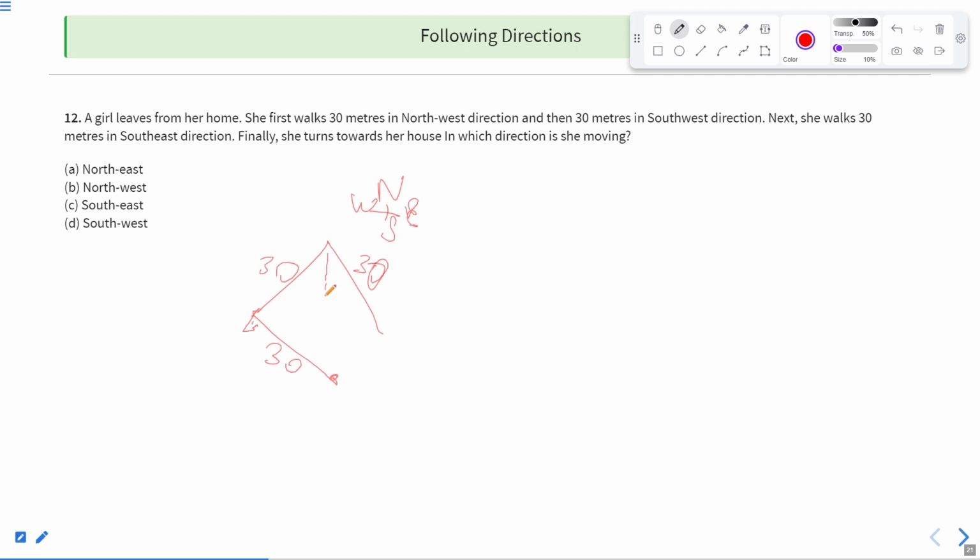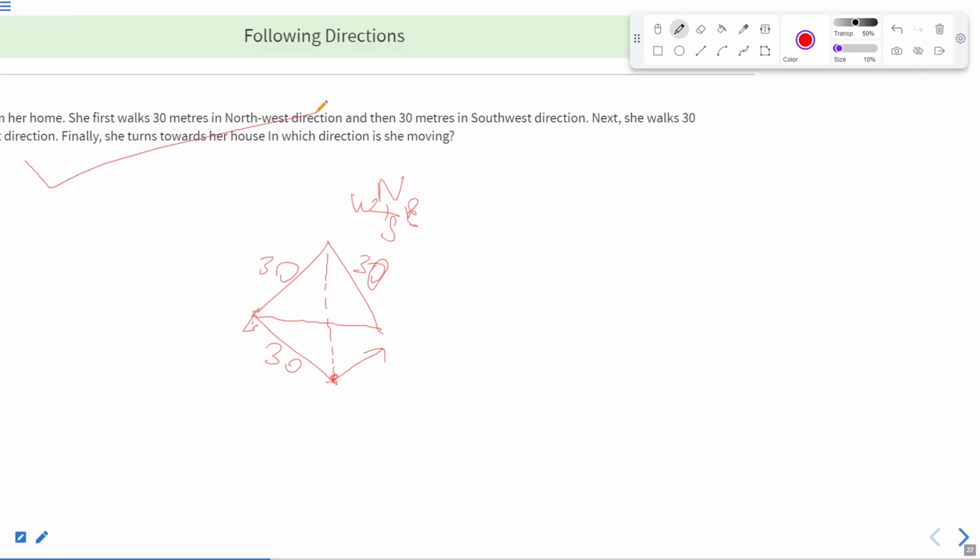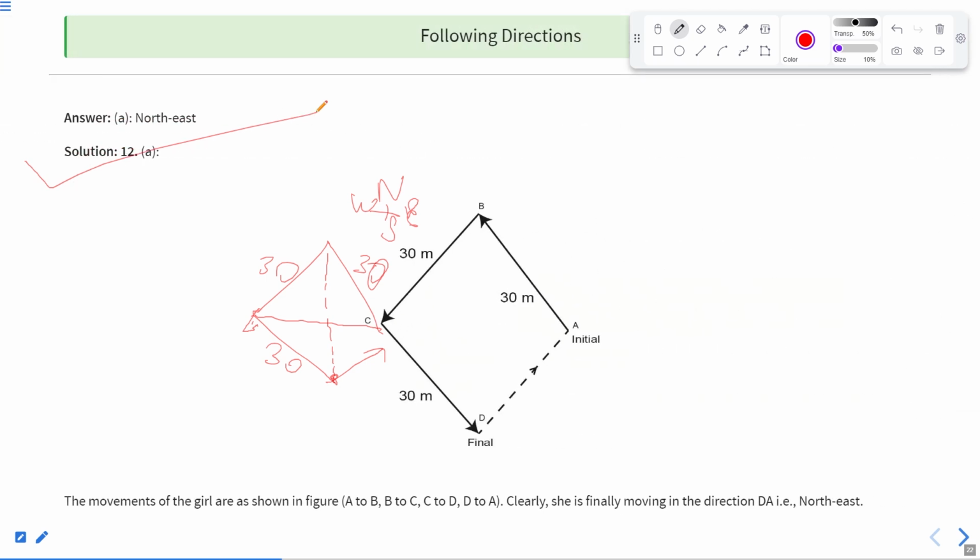So, height wise, she is below where the split is. So, you have to tell, towards her house. House is northeast actually. A is the answer. As you can see from diagram, AB is 30 meters northwest, BC is 30 meters west southwest, CD is again 30 kilometers southeast. So finally we have northeast, D to A, 30 kilometers.